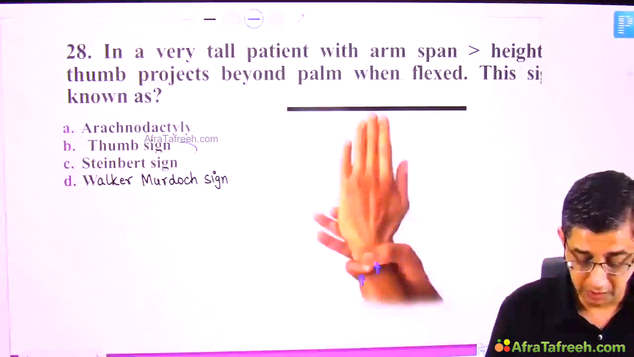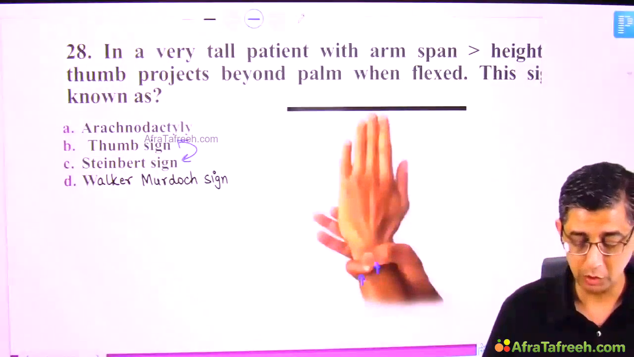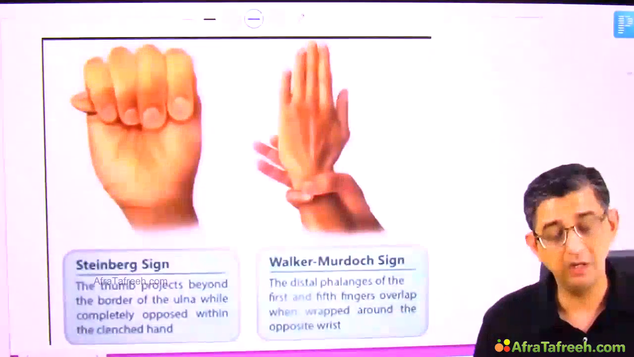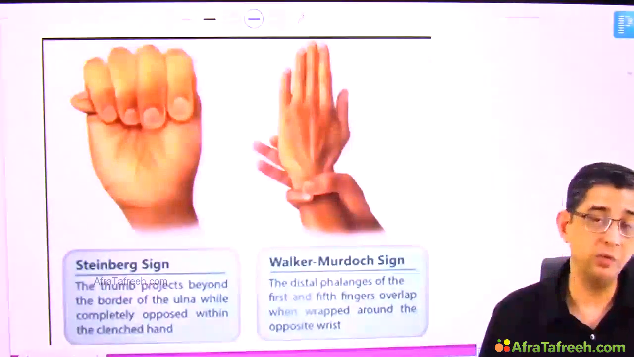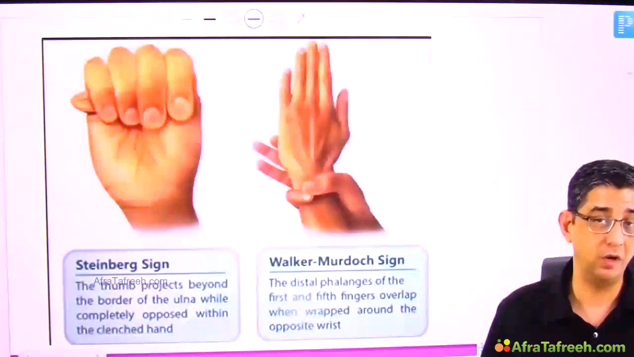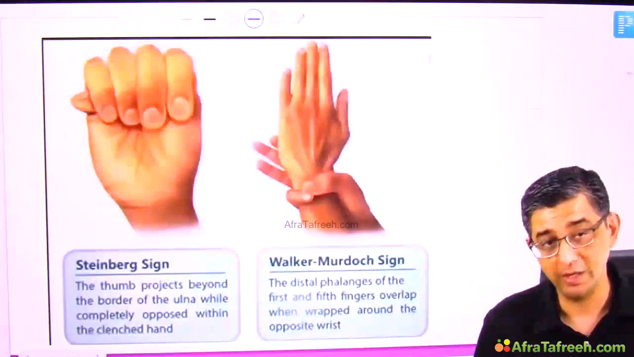Thumb sign and Steinberg sign are both the same. In fact, I can just show you the image that will make it relatively clear to you. In Marfan syndrome, one, you will have relatively long, slender fingers that you call arachnodactyly.